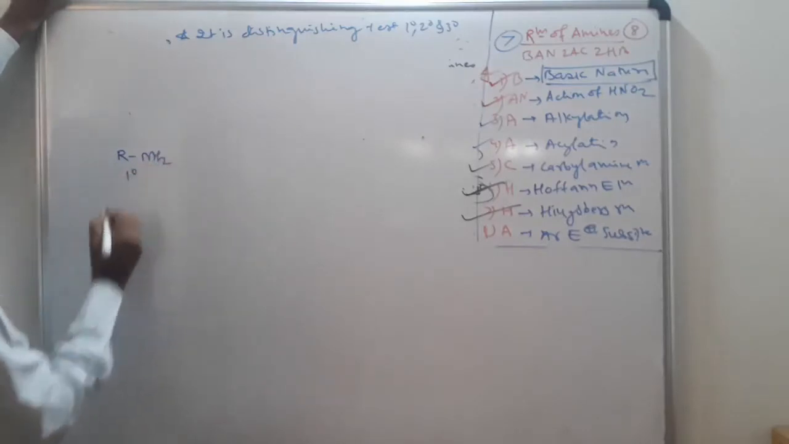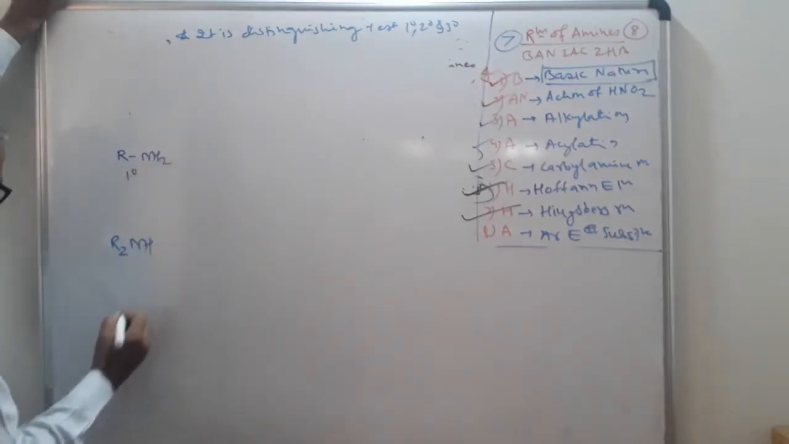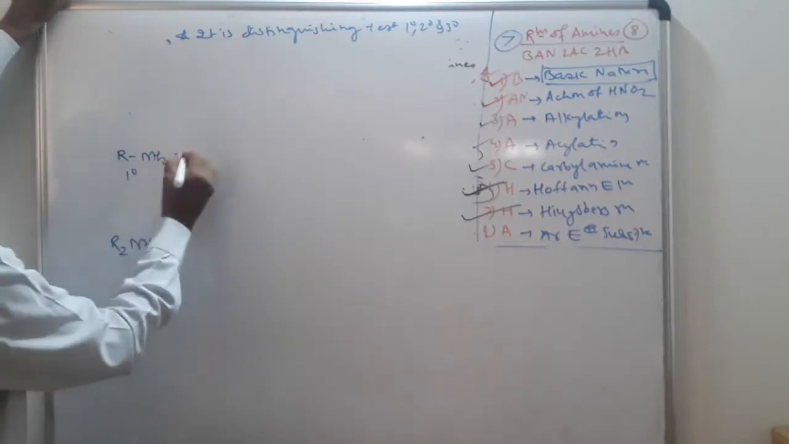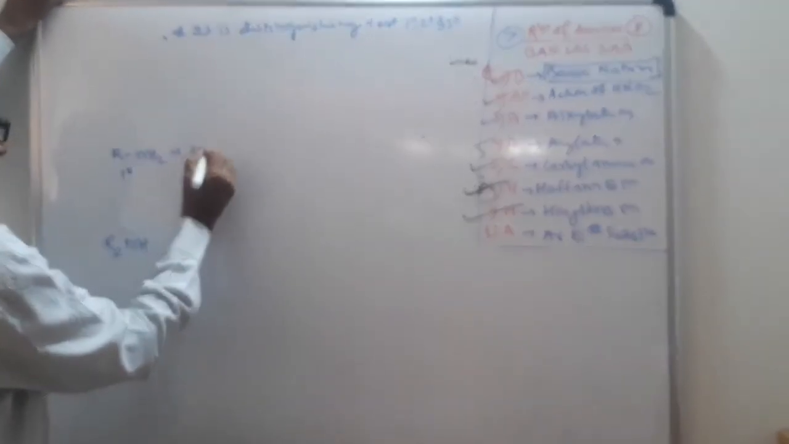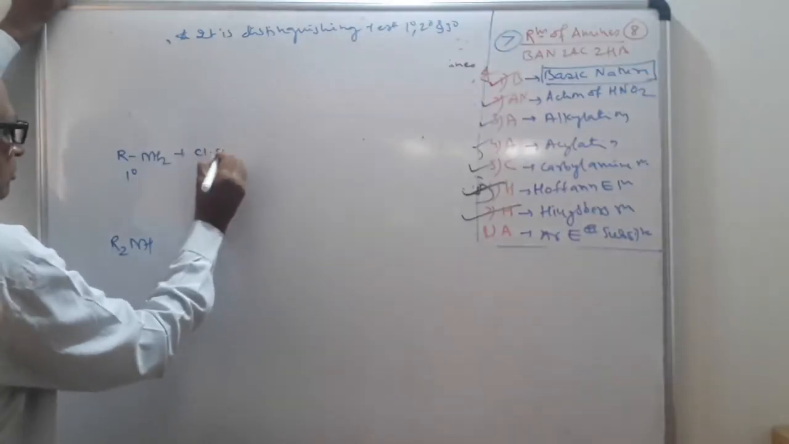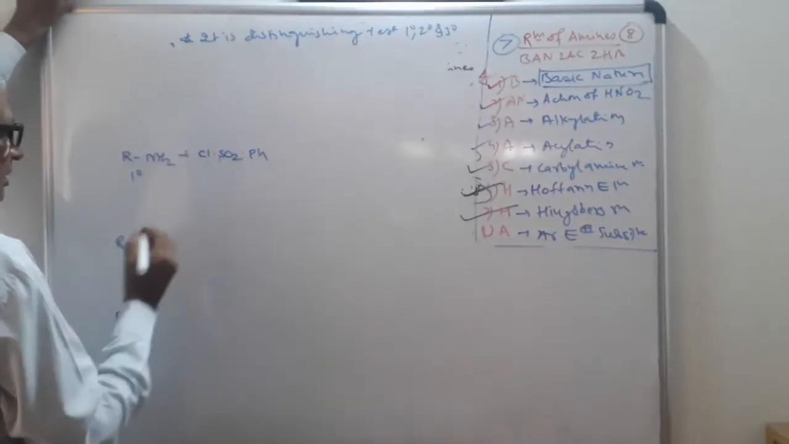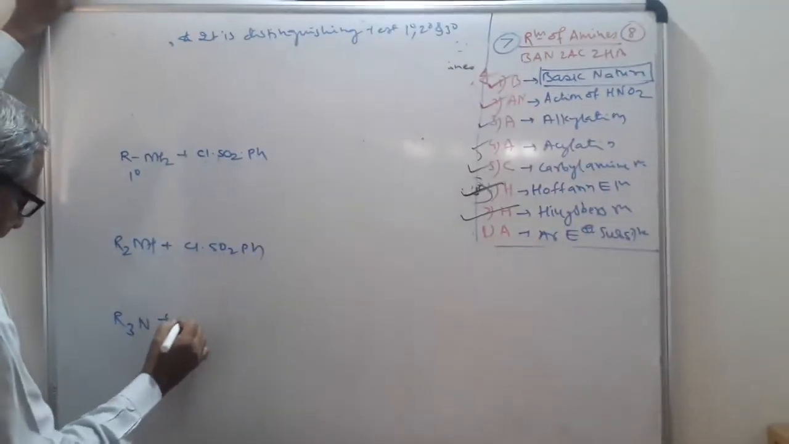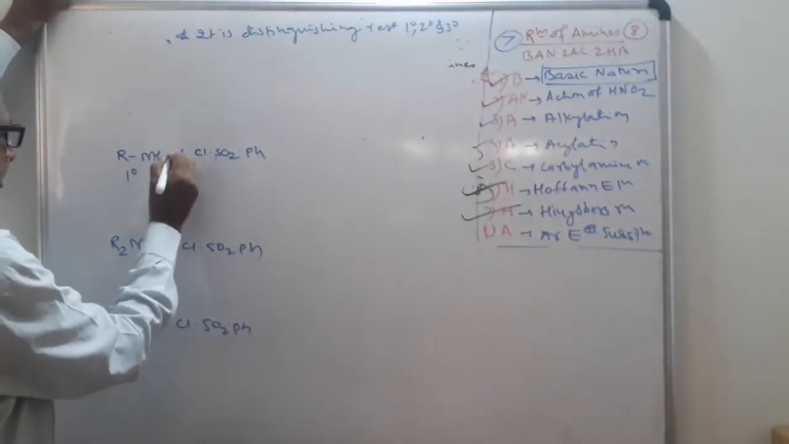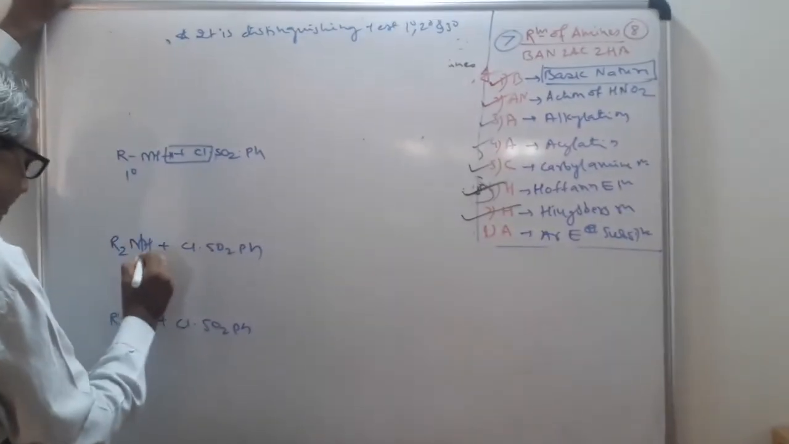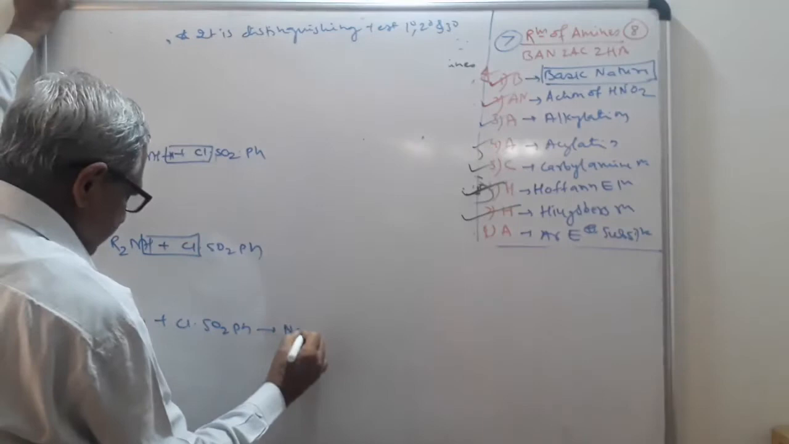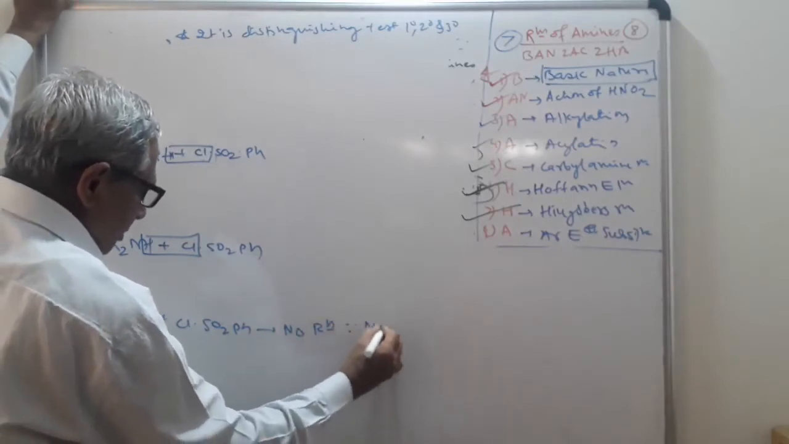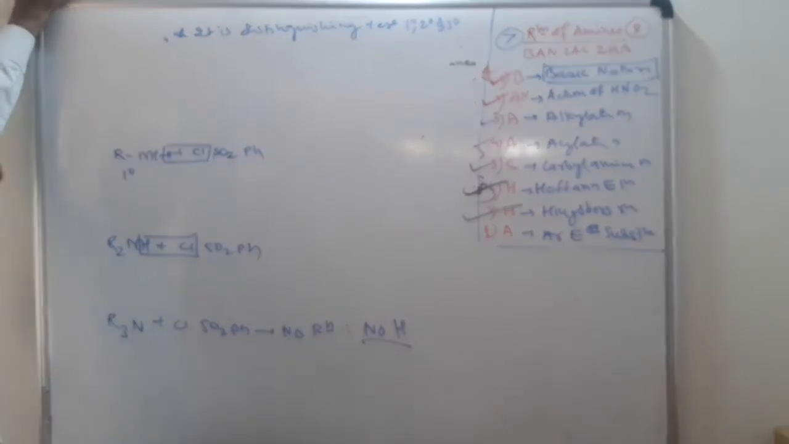Primary amine has general formula RNH2. Secondary amine has general formula R2NH. The Hinsberg reagent is shortly denoted as ClSO2Ph. In the primary amine, see, these two hydrogen atoms are here. You can easily remove the first hydrogen. In the tertiary amine there is no reaction because there is no hydrogen on the nitrogen atom.